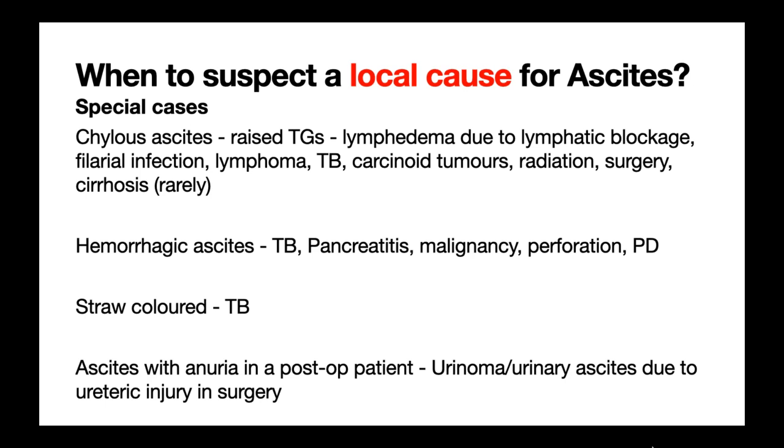Then one very interesting condition is a post-op patient who has undergone some abdominal surgery, especially pelvic surgeries in females, where the gynecologists have inadvertently tied off or damaged the ureters. The patient presents in post-op with characteristic distension of abdomen, decreased urine output, pain abdomen, and fluid in the abdomen. That is the typical picture when they start suspecting urinary ascites.